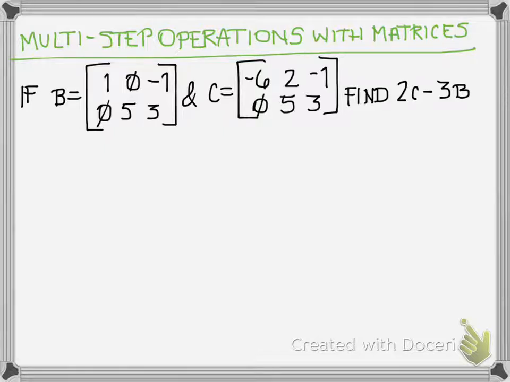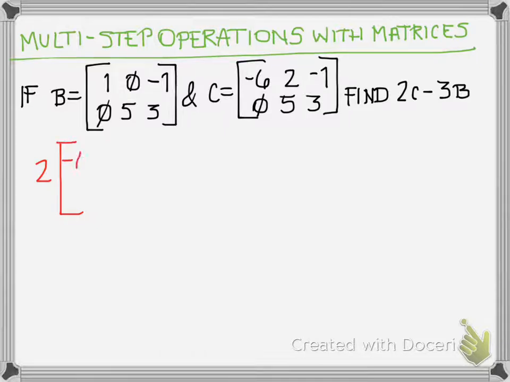So we're given the problem: if the matrix B, which is 1, 0, negative 1, 0, 5, 3, and matrix C, negative 6, 2, negative 1, 0, 5, 3, if those are our two matrices, we need to find 2C minus 3B. So to start off that problem, let's set it up like we're going to be treating it like a multiplication problem. So we're going to take 2 and multiply that by C.